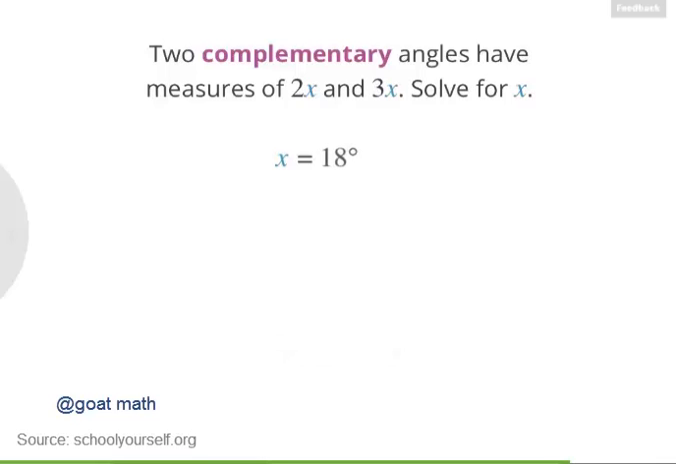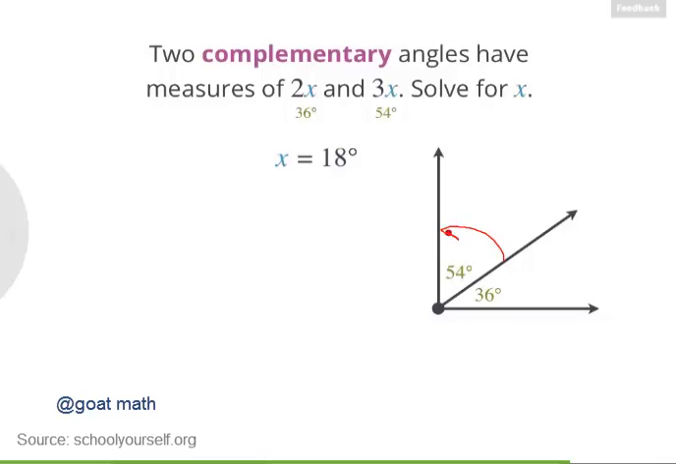Excellent! So x equals 18 degrees. Let's make sure that's correct. If x is 18, then 2x is 36 degrees and 3x is 54 degrees. So here's a 36-degree angle and here's a 54-degree angle. Sure enough, these two angles are complementary and add up to a 90-degree or right angle. So 18 degrees was indeed the correct answer.